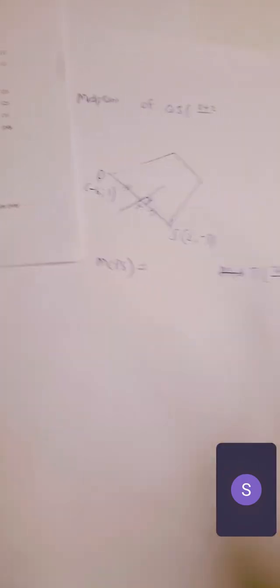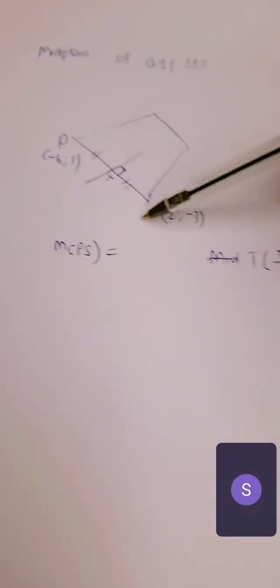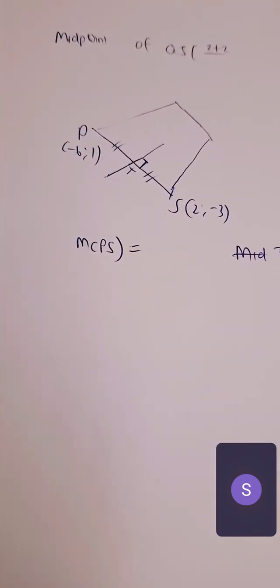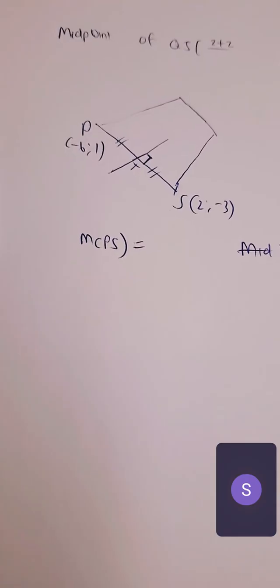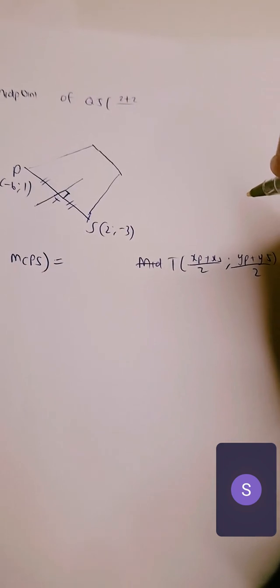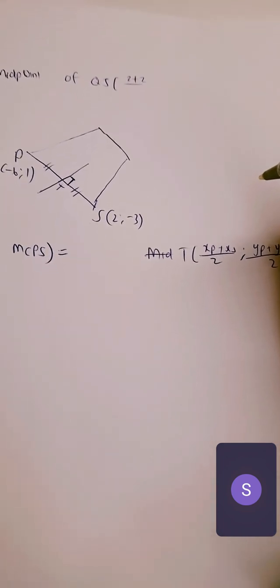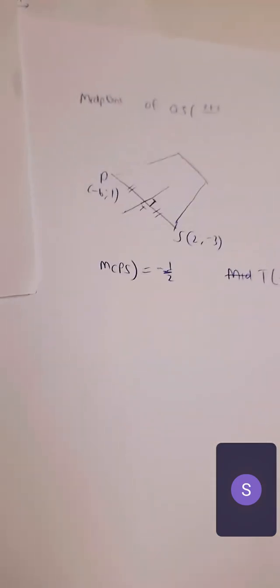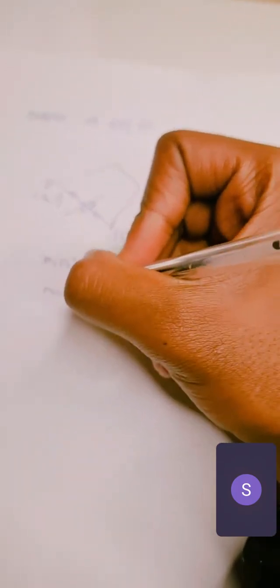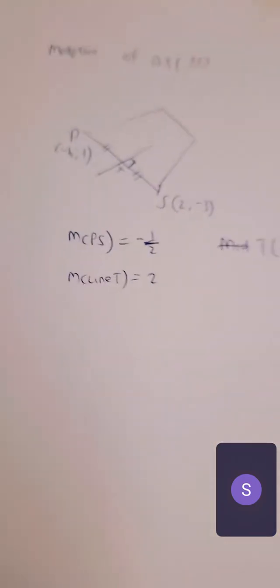So to calculate the gradient, okay, let's go. Gradient of PS, which is from earlier calculations, it was -1/2. Yes, gradient of PS is -1/2. That's 100% correct. So then the gradient of line T is going to be 2.